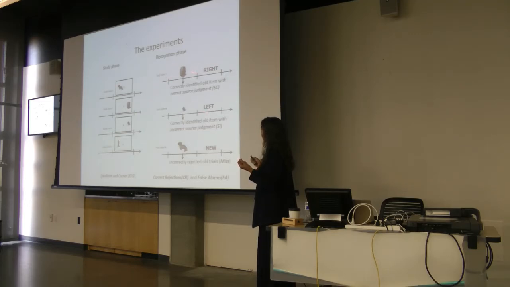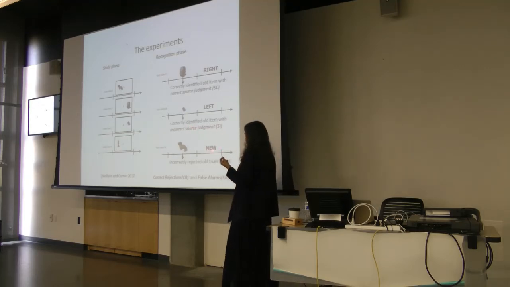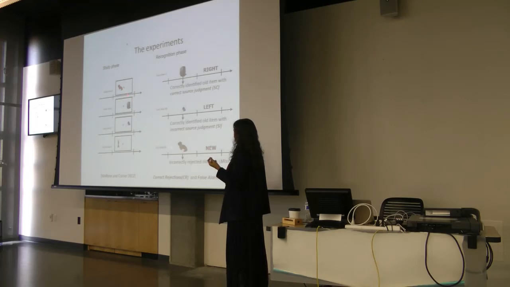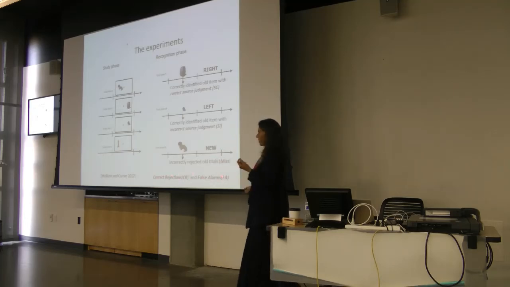If they get the item correct and the right or left part correct, it's called a correct source judgment, SC. If they get the item correct but the side wrong, so this was really on the right, they said left, we call this an incorrect source judgment, or SI. Then if they think they haven't seen it, they say new, and this will be a miss. You can also have correct rejections and false alarms.